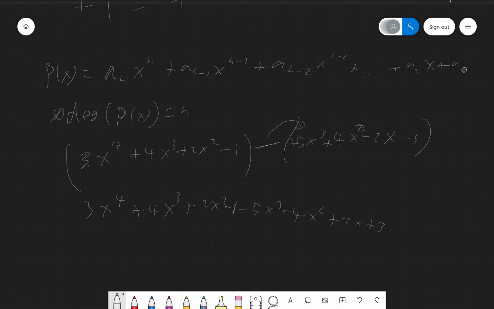Now we can simplify, and we get 3x to the fourth, 4x cubed minus 5x cubed, so minus x cubed, 2x squared minus 4x squared, we get minus 2x squared. No x term, but there is a plus 2x, minus 1, plus 3, there. And that's our answer.